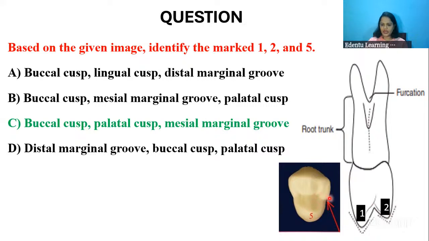And this groove is the hallmark feature of the maxillary first premolar. You will not see this groove on any other teeth. This is the main distinguishing feature of the maxillary first premolar, that is the mesial marginal developmental groove. This is the mesial marginal ridge that is present here. From the central groove, there will be an extension to this mesial marginal ridge, crossing it and creating a depression here. So that groove is the mesial marginal groove.